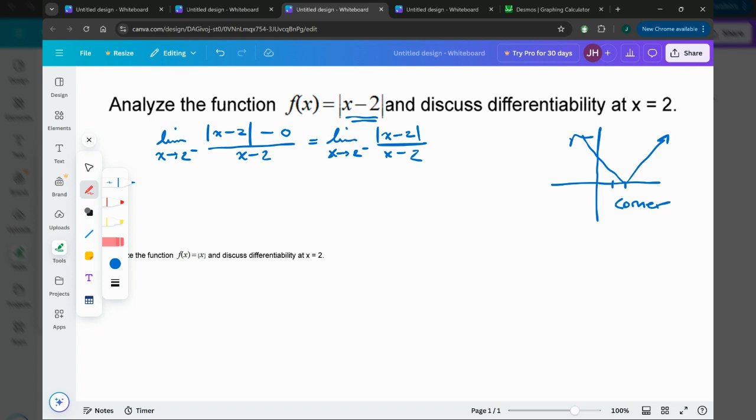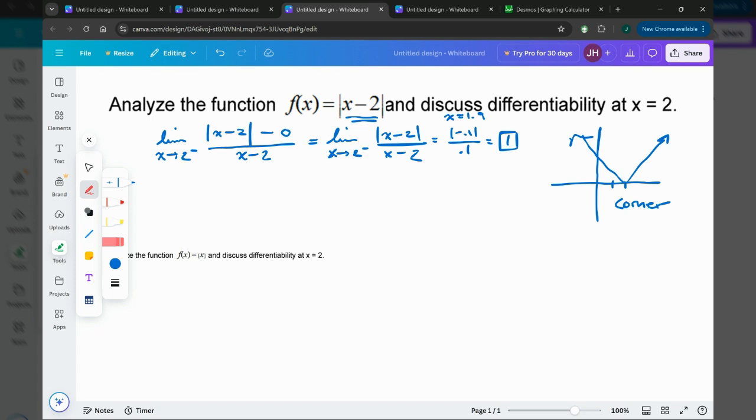Now, when you're looking at the limit from the left, pick a number that's just to the left of 2. Let's say maybe like 1.9. 1.9 is really close to 2 on the left-hand side. If I put in 1.9, on the top, I'd get the absolute value of negative 0.1 over 0.1. And if you look at this, this is going to equal 1.